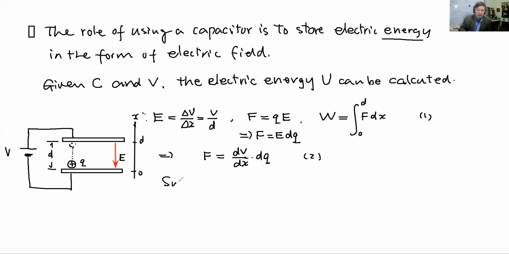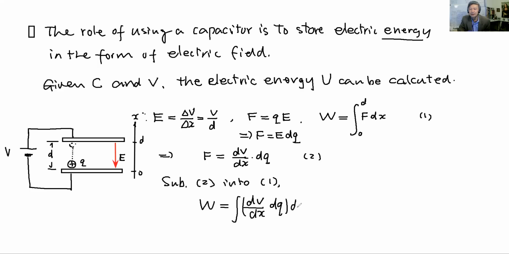So we substitute equation 2 into equation 1. That's how to solve the problem. In equation 1, we obtained that the work done W equals the integral of dV/dx times dq. Can you cancel out the dx? They cancel dx. Okay, what do we have? dV dq. You got a dV, you got 2d here.